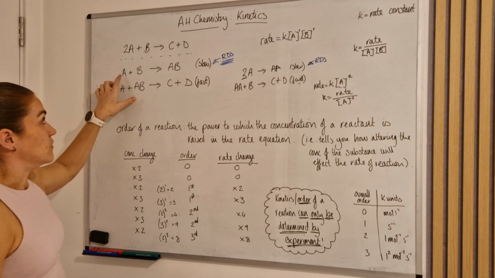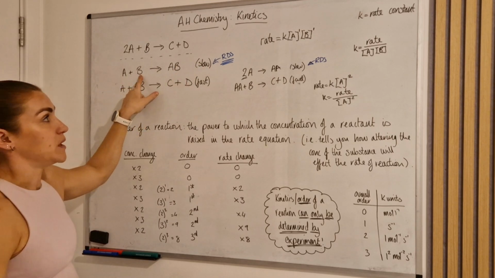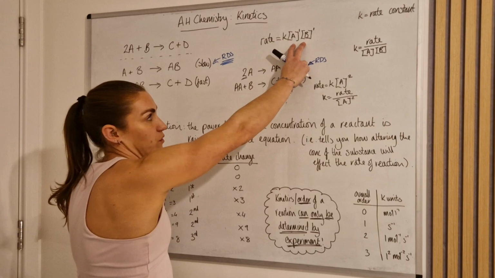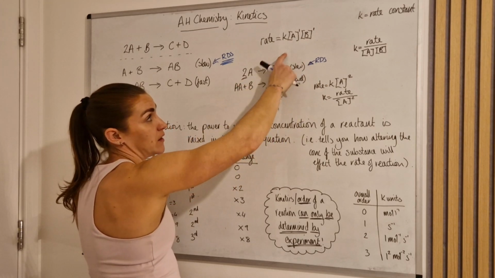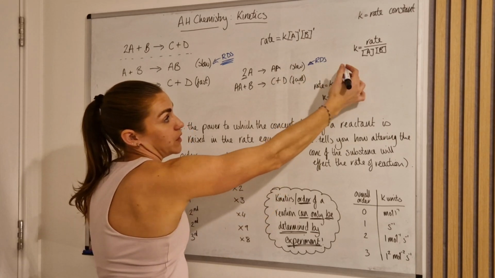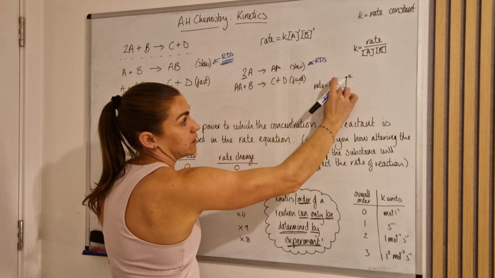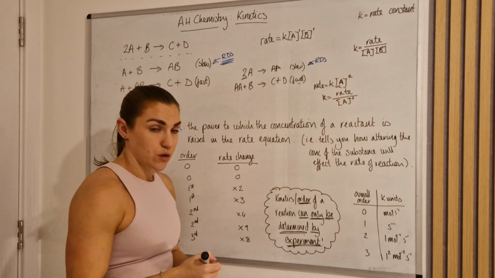So like I said, if you've got in your slow step, which is the rate determining step, 1 mole of A and 1 mole of B, then that's what goes into your rate equation. If in your slow step you've got 2 moles of A, then that's what goes into your rate equation to the power of 2. So instead of putting the 2 moles there, you raise it as a power. Okay, so I hope that helps.